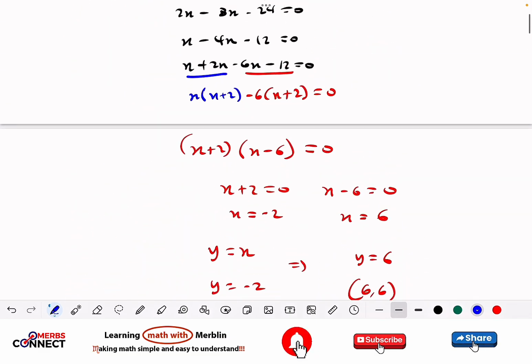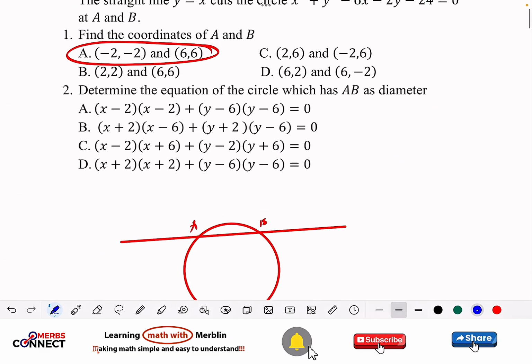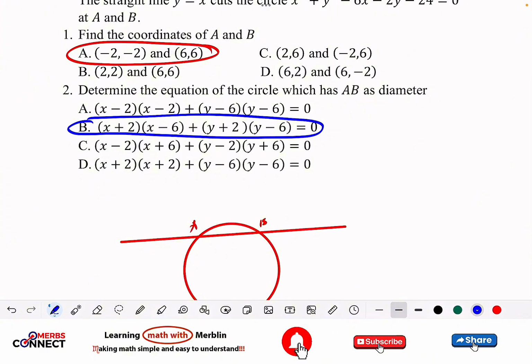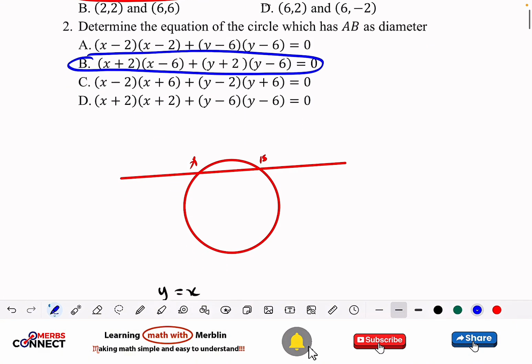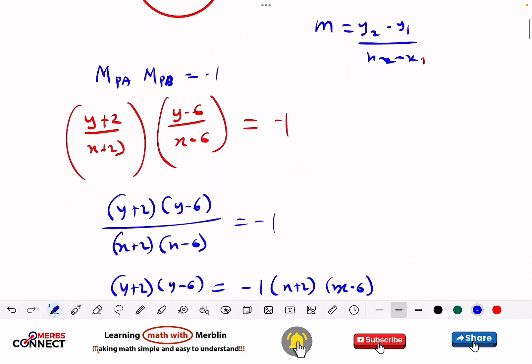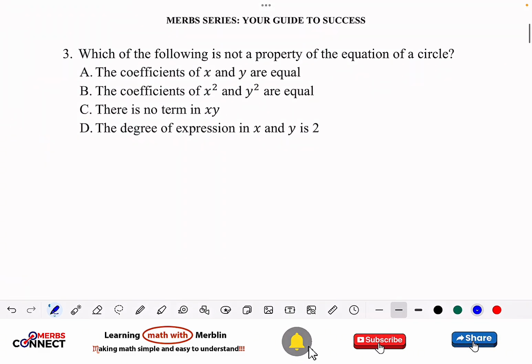So let's check if we have something like x plus 2, x minus 6, y plus 2, y minus 6, and it is right here. x plus 2, x minus 6, y plus 2, y minus 6. So that's very simple from there. So that's question 1 and 2. Let's look at question 3.